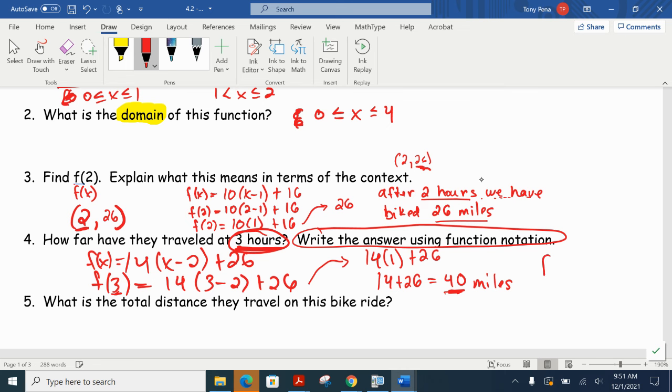So that means we want to use the f part of this. Function notation is always f of x. Well, in this case, your x was the 3. So you're going to write f of 3, and then what we found f of 3 to equal is 40. All right, that's how we would write that in function notation.